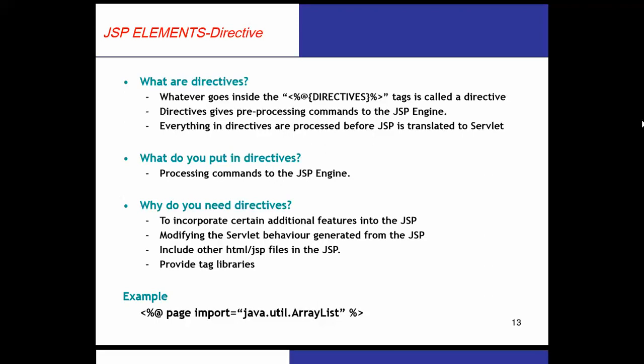Suppose I write this directive tag at the top of the JSP page, as you can see from the example below: page import java.arraylist. This ArrayList code will be pre-processed before my JSP page is converted into a servlet. As I said before, whatever you write in JSP is finally converted into a servlet, right? So what do you put in directives? In directives, pre-processing commands are put to the JSP engine.